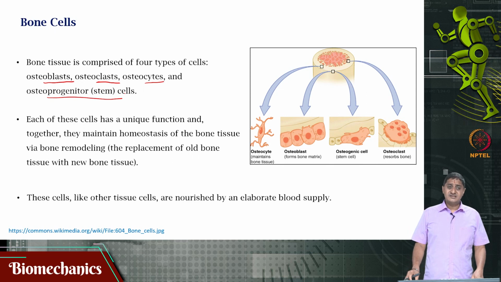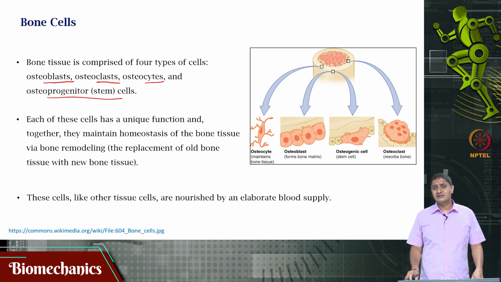And all of these cells are nourished by blood supply. Again, these are not material that are plastic-like or inactive or passive that do not require any type of nourishment. These are like any other cell that requires nourishment and that also excrete waste and secrete a variety of materials.